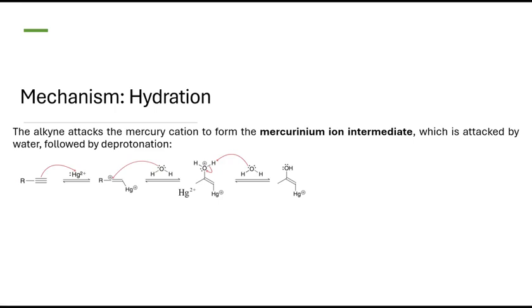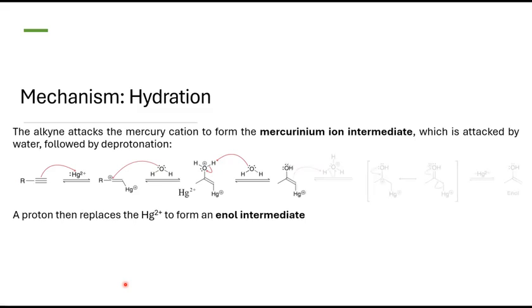The mechanism of hydration. The alkyne attacks the mercury cation to form the mercurium ion intermediate, which is then attacked by water, followed by deprotonation. A proton then replaces that mercury 2 species to form an enol intermediate. So we have a proton replacing eventually that mercury 2. Mercury 2 is lost, and we have the enol intermediate.